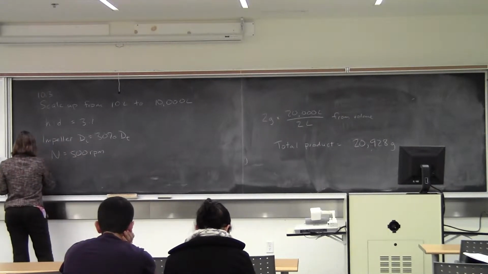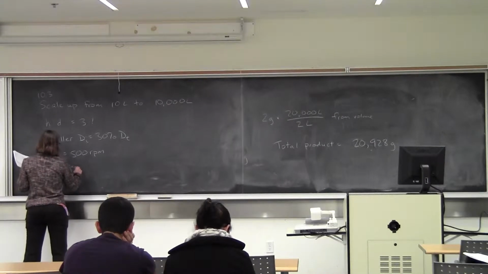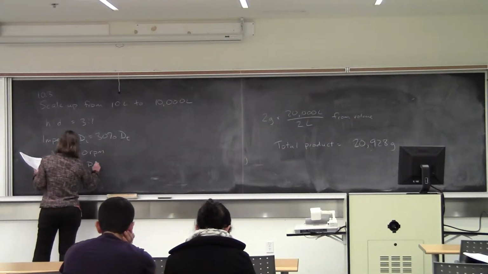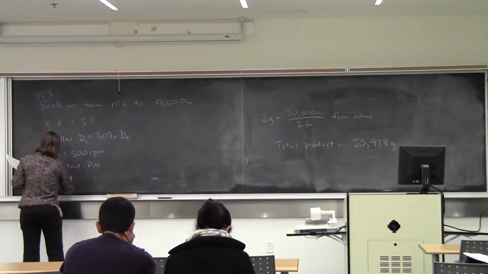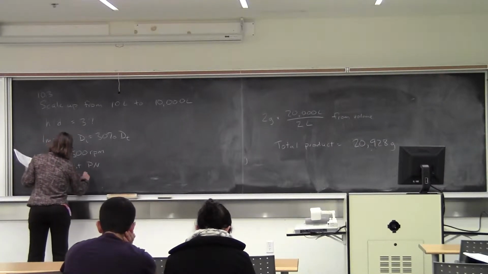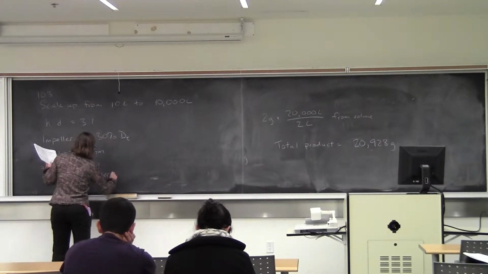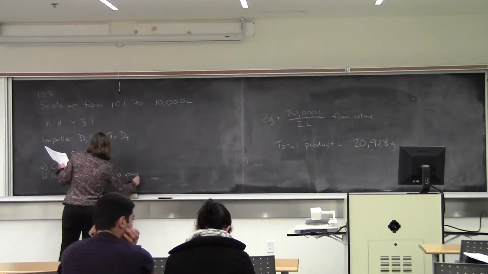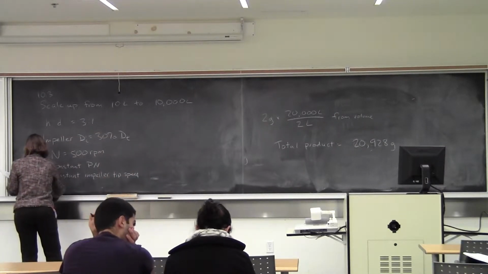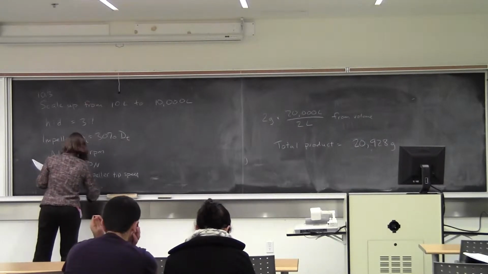So the first we're going to look at is constant power to volume ratio. Second, constant impeller tip speed, so shear on the cells. And the third is constant Reynolds number.